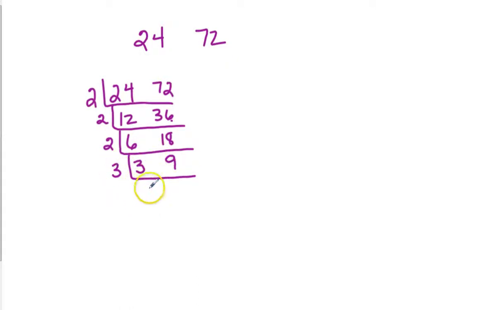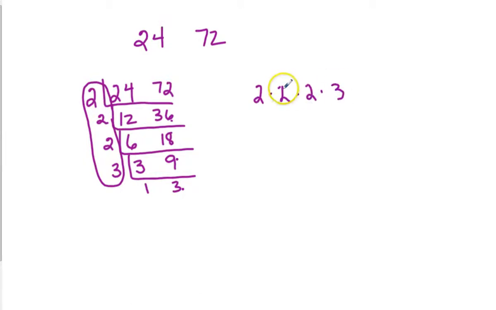3 divided by 3 is 1. 9 divided by 3 is 3. I look at 1 and 3. The only common factor they have is 1, so I tell the students 1 and you're done. So what we do is we take the steps on the outside here, and we multiply them together. 2 times 2 times 2 times 3. It's another way of looking at its prime factorization.